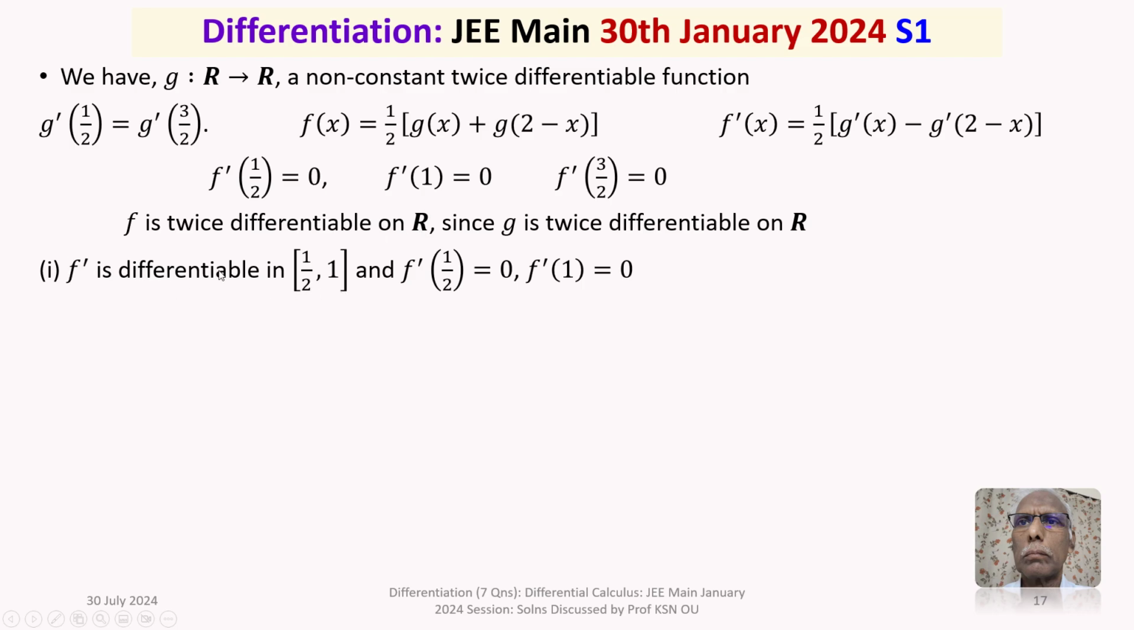So we talk about f prime, and f prime at 1/2 is equal to f prime of 1. So what do you remember? You apply Rolle's theorem for this f prime.